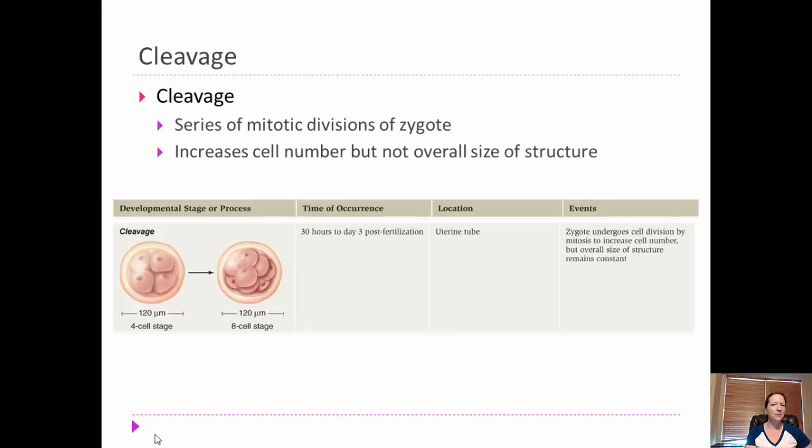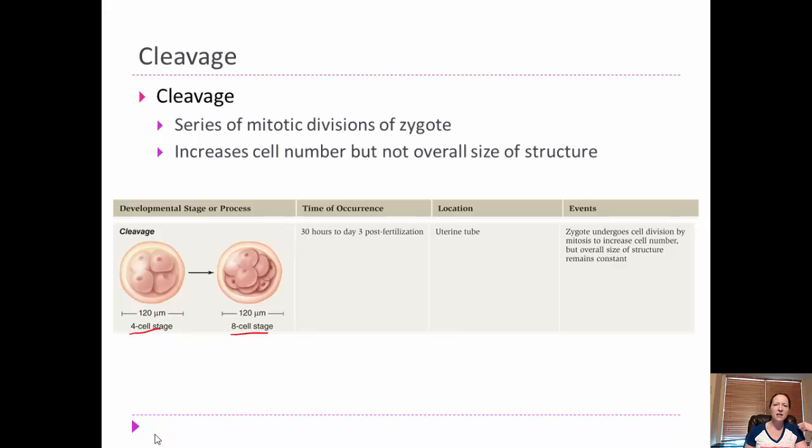Let's take a look and see what happens after this. As soon as that zygote forms, it starts to undergo rapid mitotic divisions. Remember, mitosis means that these cells are going to be genetically identical, and 1 leads to 2, 2 leads to 4, 4 leads to 8, right? And that's exactly what's happening here. There's the 4-cell stage, there's the 8-cell stage.